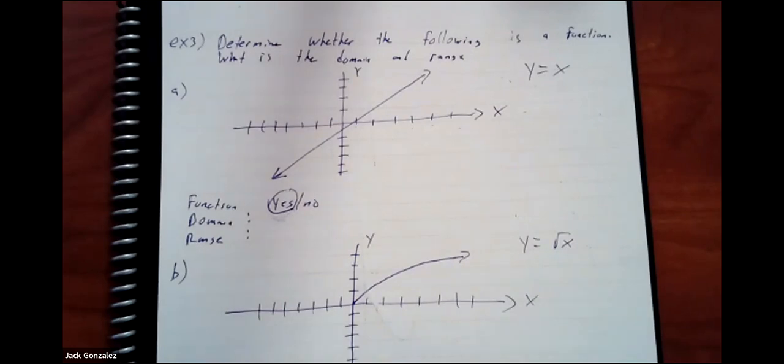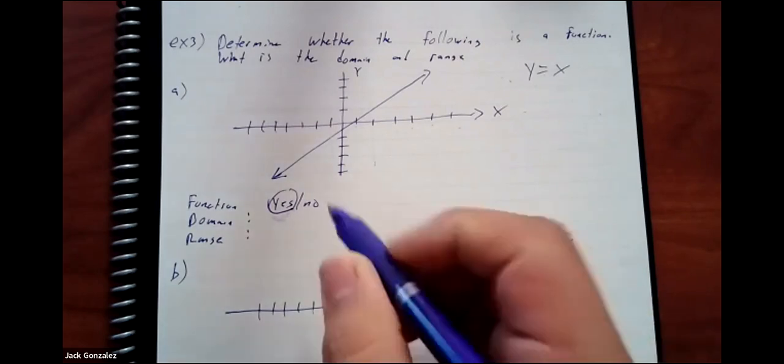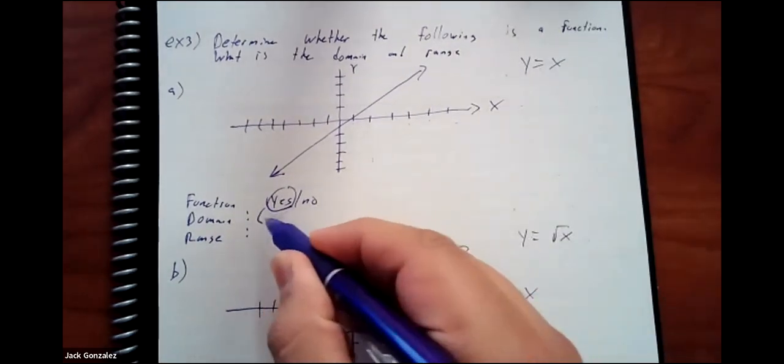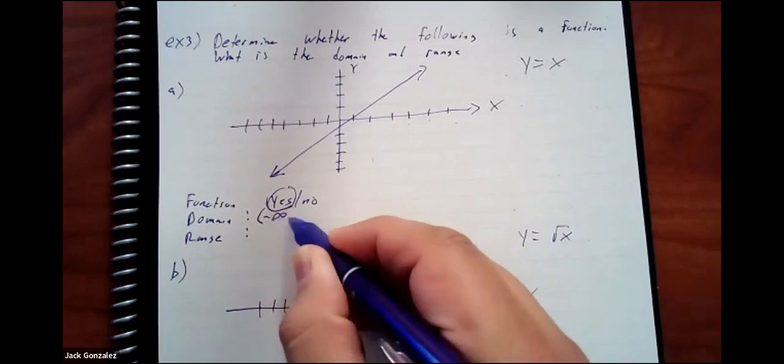So what's the domain for top one? What are all the X values it touches? I would say -5 and to infinity, because it doesn't really necessarily have a stopping point on the left side of the graph. Yeah, it goes forever, it's true.